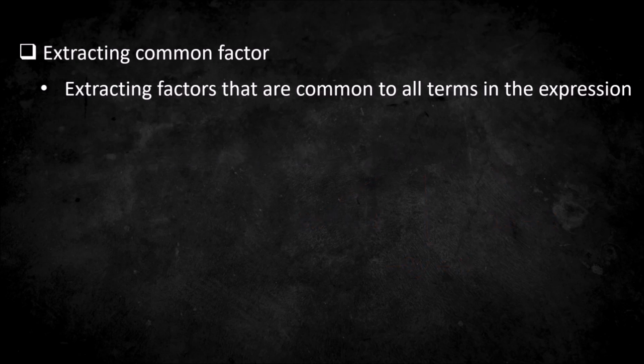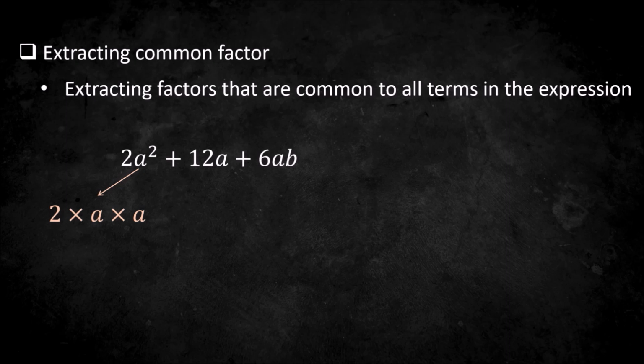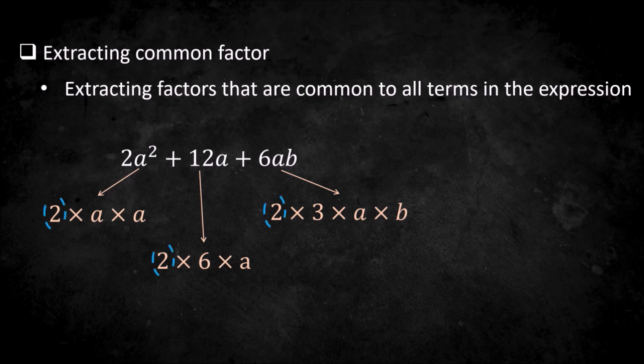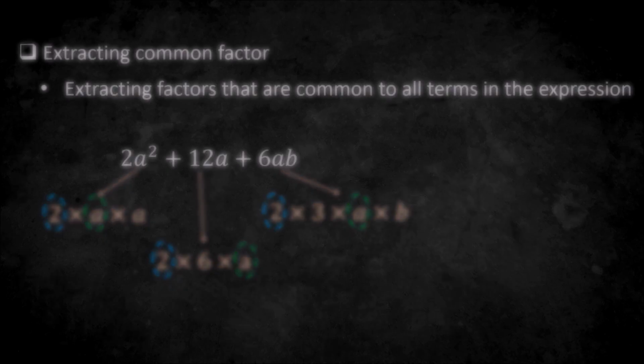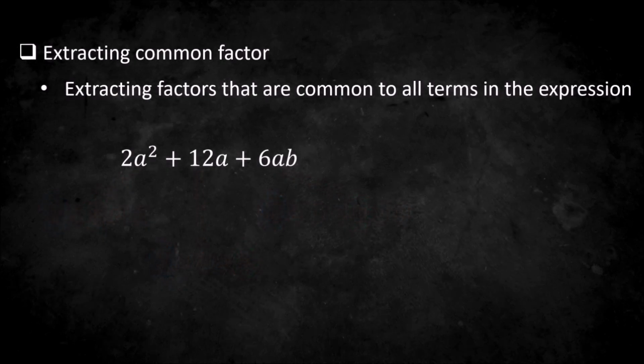Looking at another example, 2a squared plus 12a plus 6ab. The common factors of each term are 2 and a. By extracting the common factors, the factorized form is 2a multiplied by a plus 6 plus 3b.